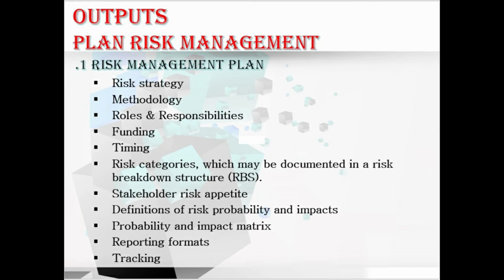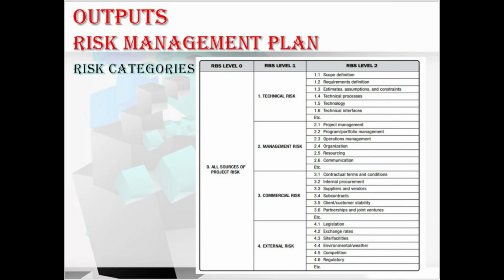Let's move to the risk categories. The risk categories provide a means for grouping the individual project risks. A common way to structure the risk categories is with a risk breakdown structure, that is RBS, which is a hierarchical representation of the potential sources of risk. Also, referring to the slide, we have different risk categories based on the different projects. That is, we have the technical risk, the management risk, the commercial risk, and the external risk. Hope you understood about these 4 risk categories.